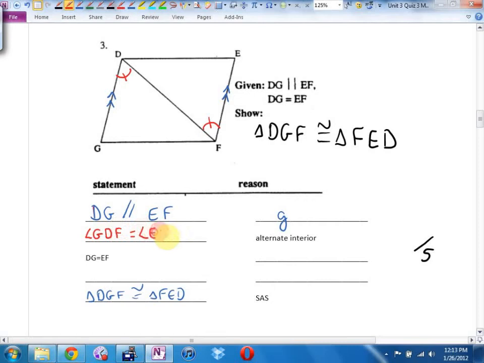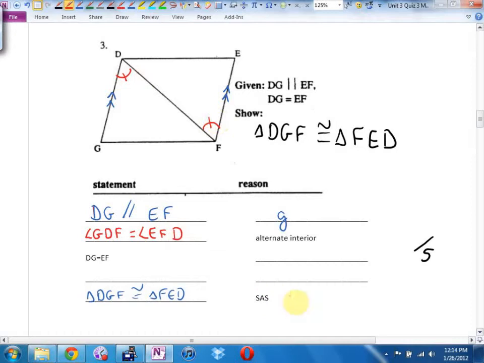As long as the D is in the middle in the first one and the F is in the middle in the second one, we're good. And in terms of congruency rules, I'm already pretty sure I'm not going to be using side, side, side, because right now I have an angle, which suggests either angle, side, angle, or side, angle, side. It is side, angle, side.